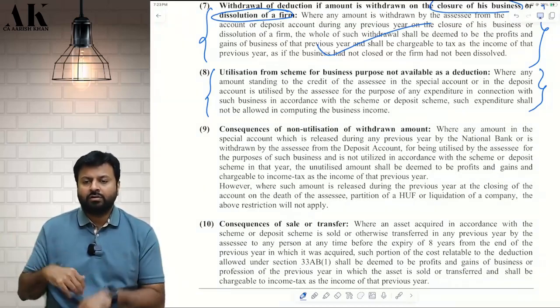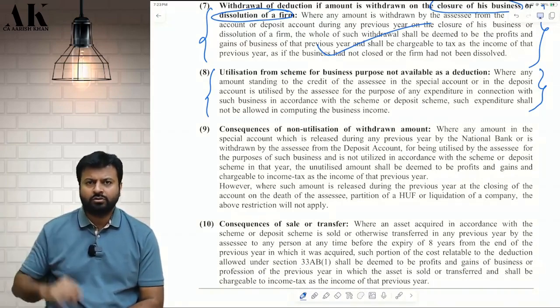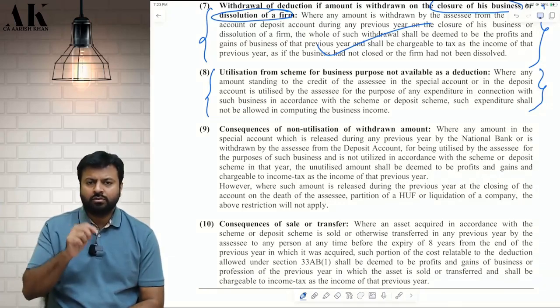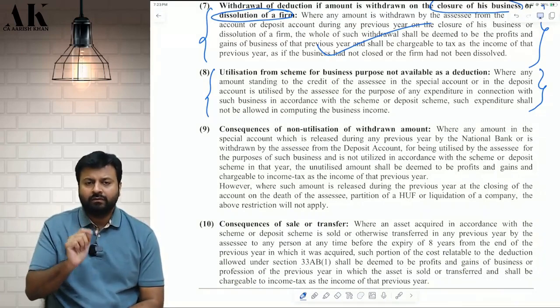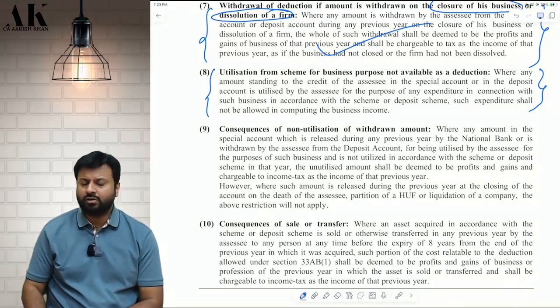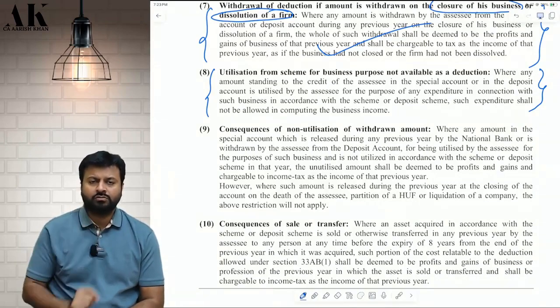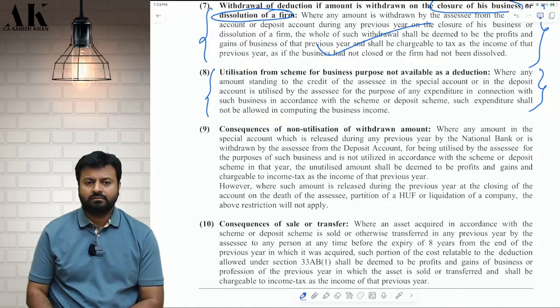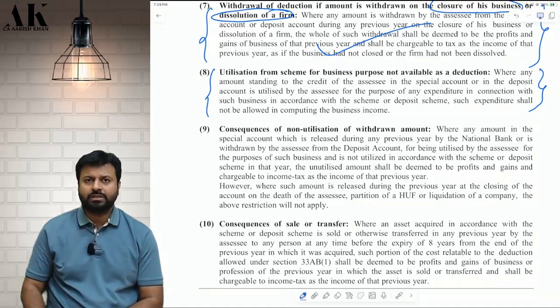So I withdrew 1 crore rupees and bought a new plant and machinery, which is installed and put to use. My question to all of you: I withdrew that 1 crore rupees and bought new plant and machinery. Will I get the deduction of additional depreciation? Sorry, will I get the deduction of normal depreciation under section 32(1)(ii)?